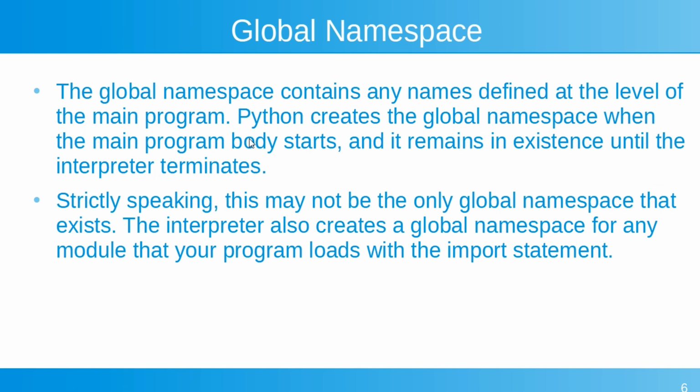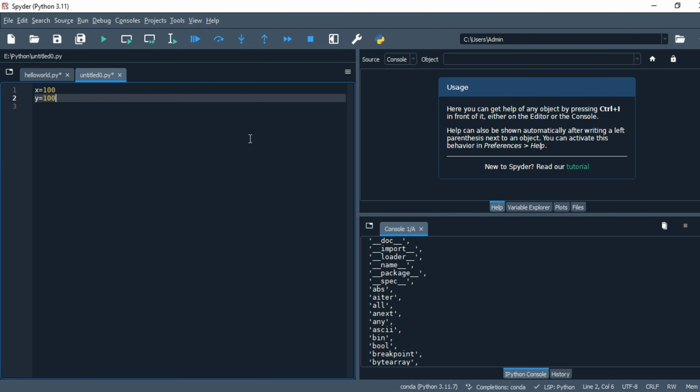So we can consider this as global variables. The definition is that the global namespace contains any names defined at the level of the main program, that is, your main module. The program creates the global namespace when the main program body starts, and it remains in existence until the interpreter terminates. As long as your program runs, you will have the scope of these particular variables available in the global namespace.